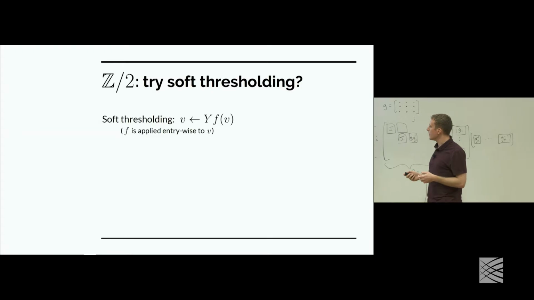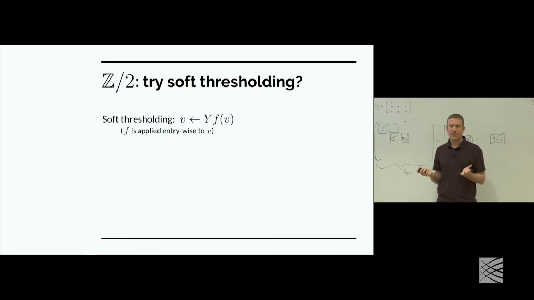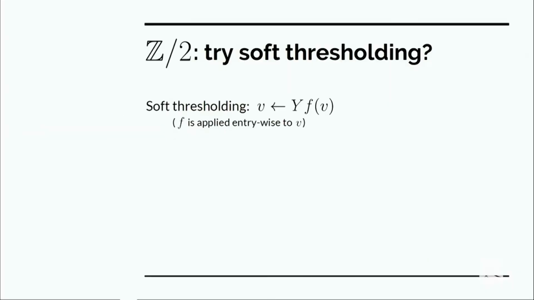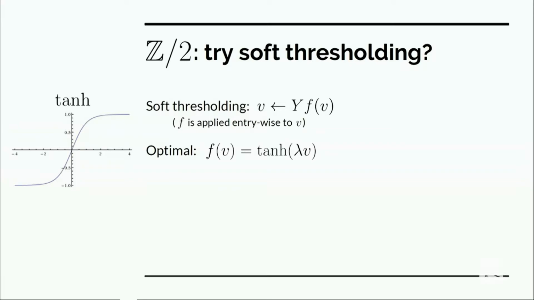So instead of applying the sign function after every step, what if I just apply some function at every step? It turns out that the best function to apply, and I'll explain why later, is hyperbolic tangent. Hyperbolic tangent looks like some kind of a soft threshold that doesn't snap exactly to plus minus 1, but instead does this type of shape. And we're applying this entry-wise to each coordinate. Make sense?